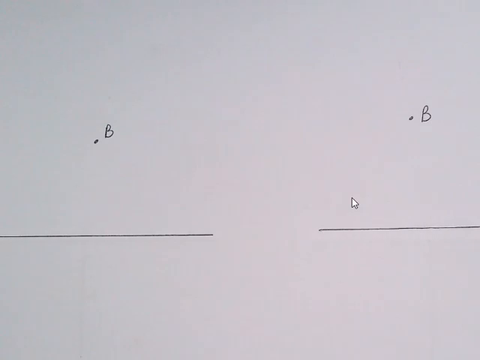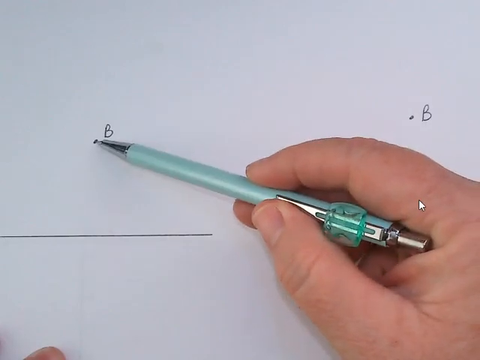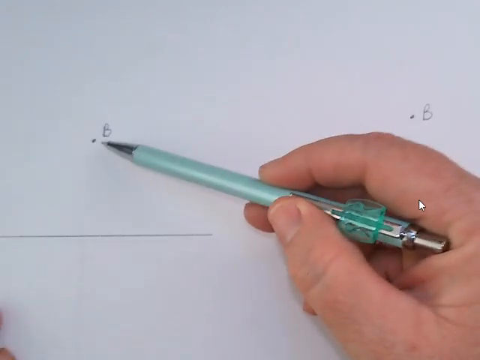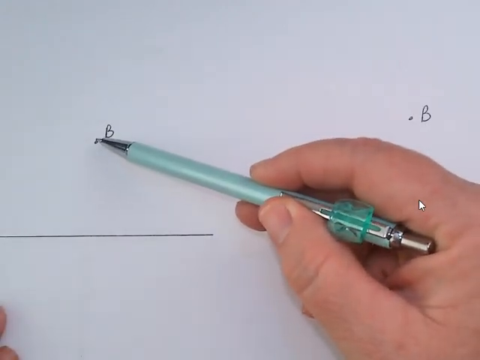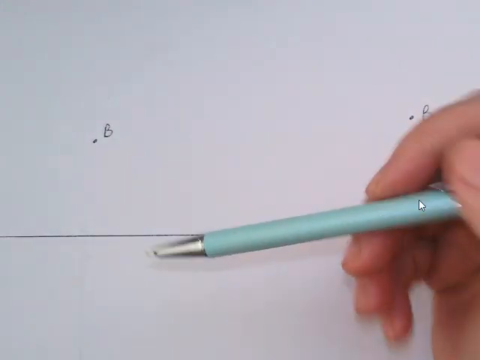Right, in this case I've got a point not on my line but in a space, and I want a perpendicular line from point B to this line. So I can use my protractor.